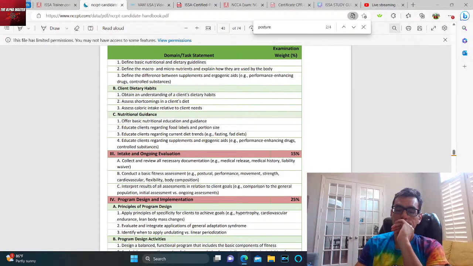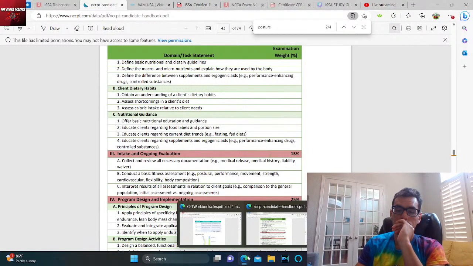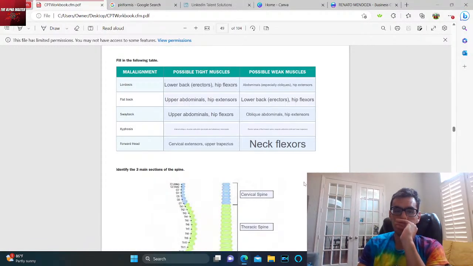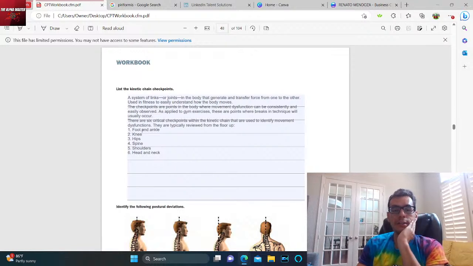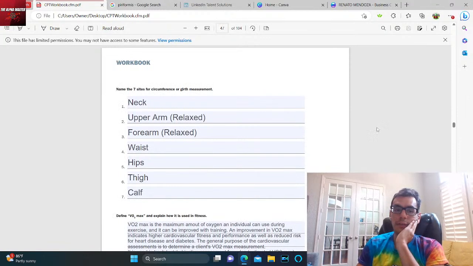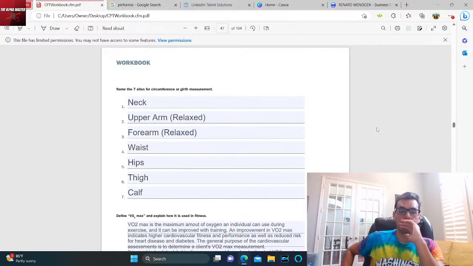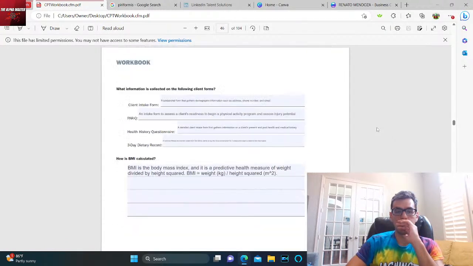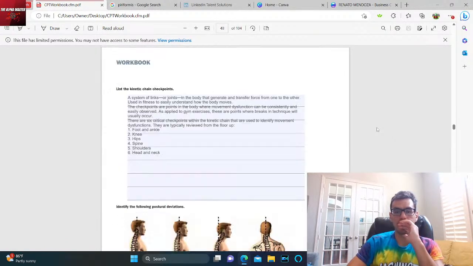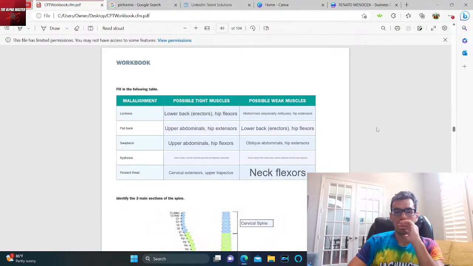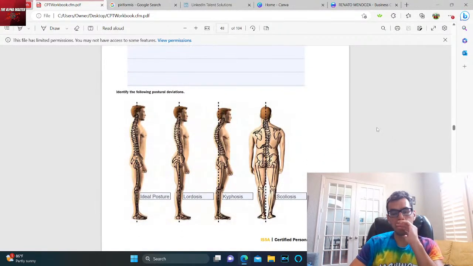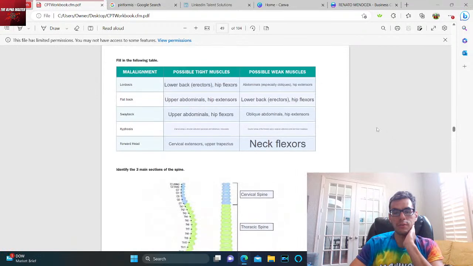So I don't really think this is going to be really important to actually memorize. You need to know the checkpoints: the foot and ankle, the knee, the hips, the spine, the shoulders, and the head and neck. And the circumference measurements: the neck, the upper arm relaxed, the forearm relaxed, the waist, the hips, the thigh, and the calves. You need to know that, but the other ones you don't really need to know. And then the ideal posture, lordosis, kyphosis, and scoliosis. You need to know what they mean.